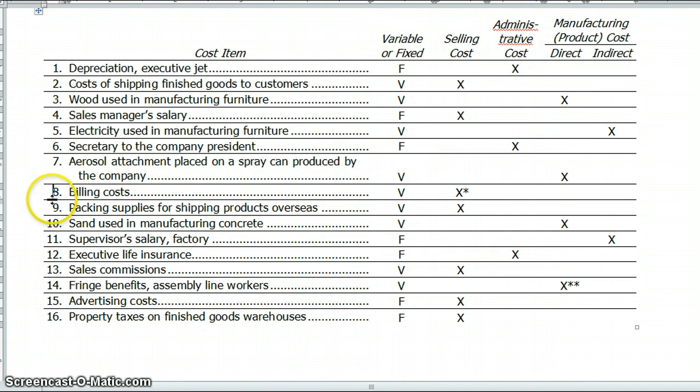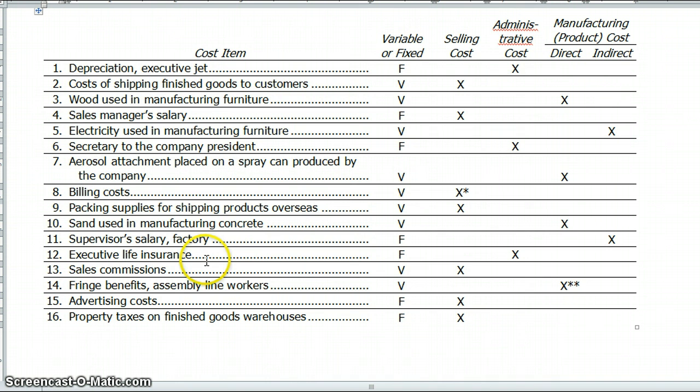Number nine, packing supplies for shipping products overseas, would be variable. The more products you ship, the more packing supplies you need to buy, therefore variable. It would be a selling cost. It's out of the manufacturing plant, it's on its way to the customer. A shipping cost is typically considered a selling cost.